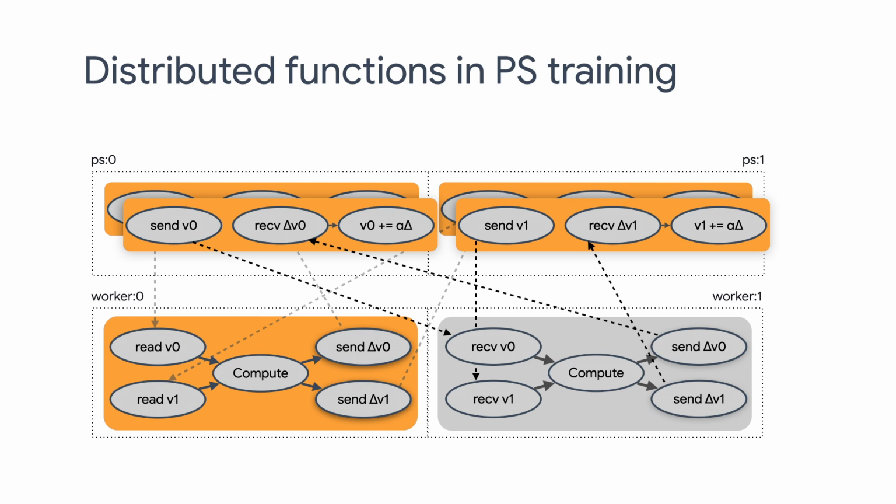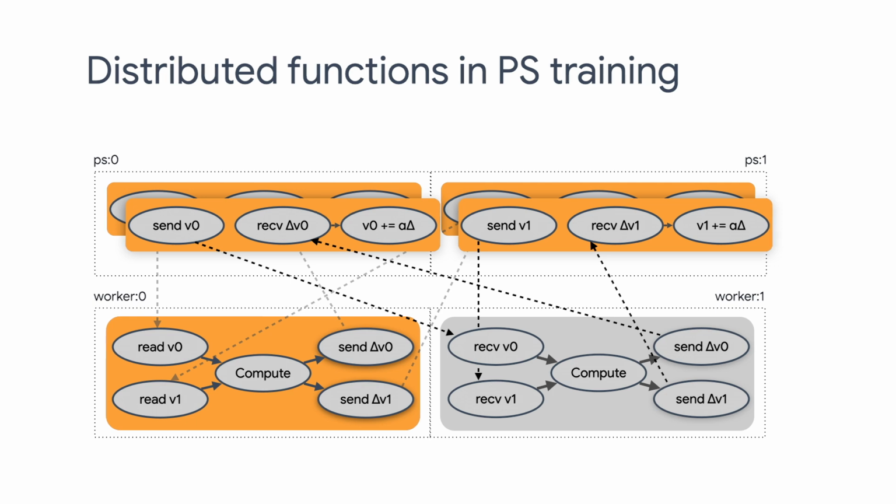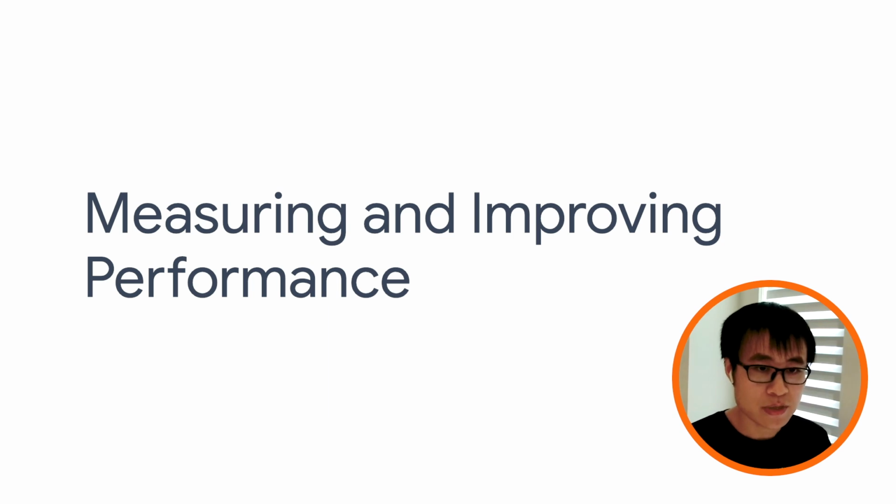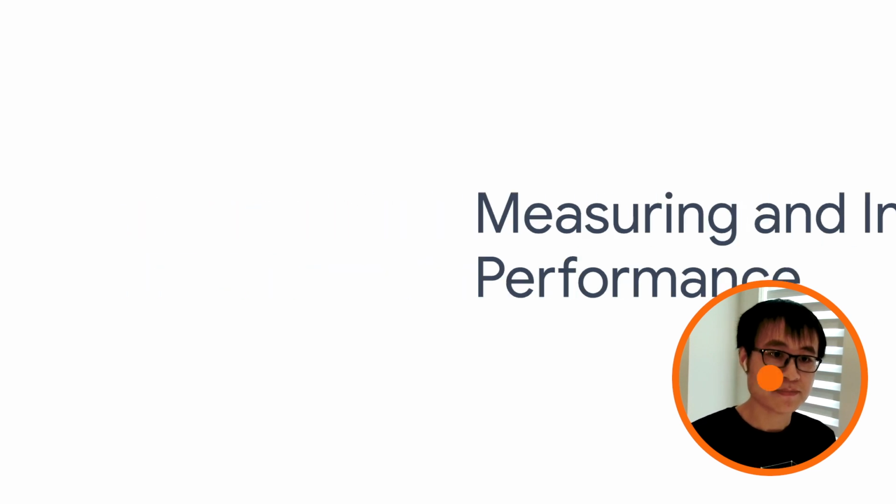Note that the function graphs here are just for illustrative purposes, and they're not the actual definition of function graphs. The real graphs will involve several variable read and write ops and some remote copies, which we omitted here for simplicity. Next, I will switch to talk more about the performance measurement of the PS strategy.